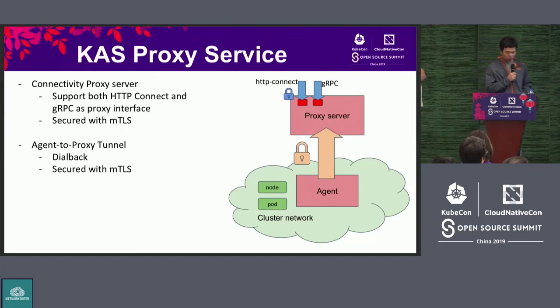So we have this agent to proxy tunnel. If you notice, it's the wrong direction, it's dial back from the agent to the proxy. But if you think about that, it's exactly what Kubelet does. What Kubelet does is it registers with the API server, saying, hey, I'm a node, I can schedule workload for you, right? And it's a similar thing, and the agent basically dials back to the proxy server, saying, hey, there's a network here, and I'm ready to accept the traffic from you. And that's just how it works.